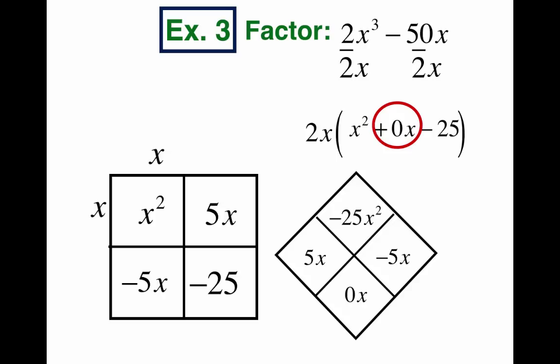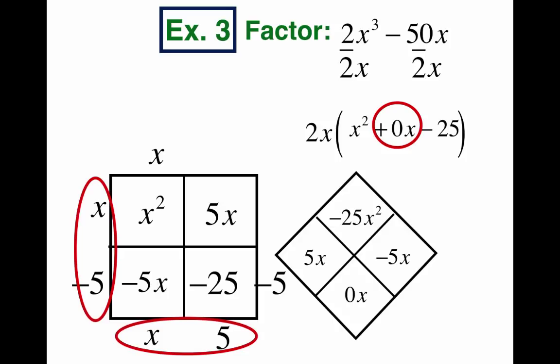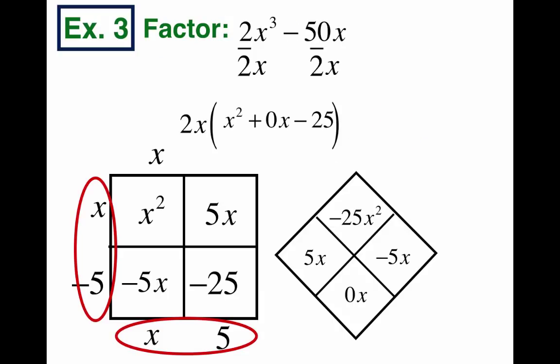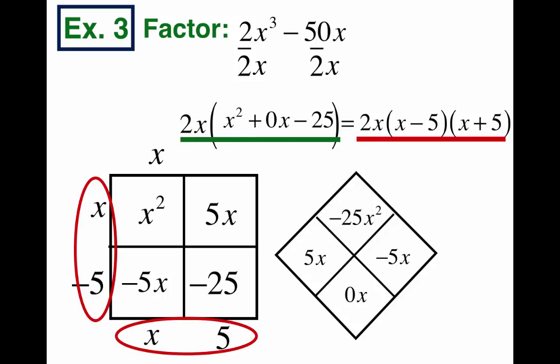X times x is x squared. We bring that x down. We're going to have to times that x by negative 5 to get negative 5x. We bring the negative 5 across, and we're going to have to times it by 5 to get 25, negative 25. So we can see our parentheses, x minus 5 and x plus 5. But when we go to write our answer, we're going to write that 2x in front. 2x times x minus 5, x plus 5. That's our sum and our product. So I'm going to label it sum and product.